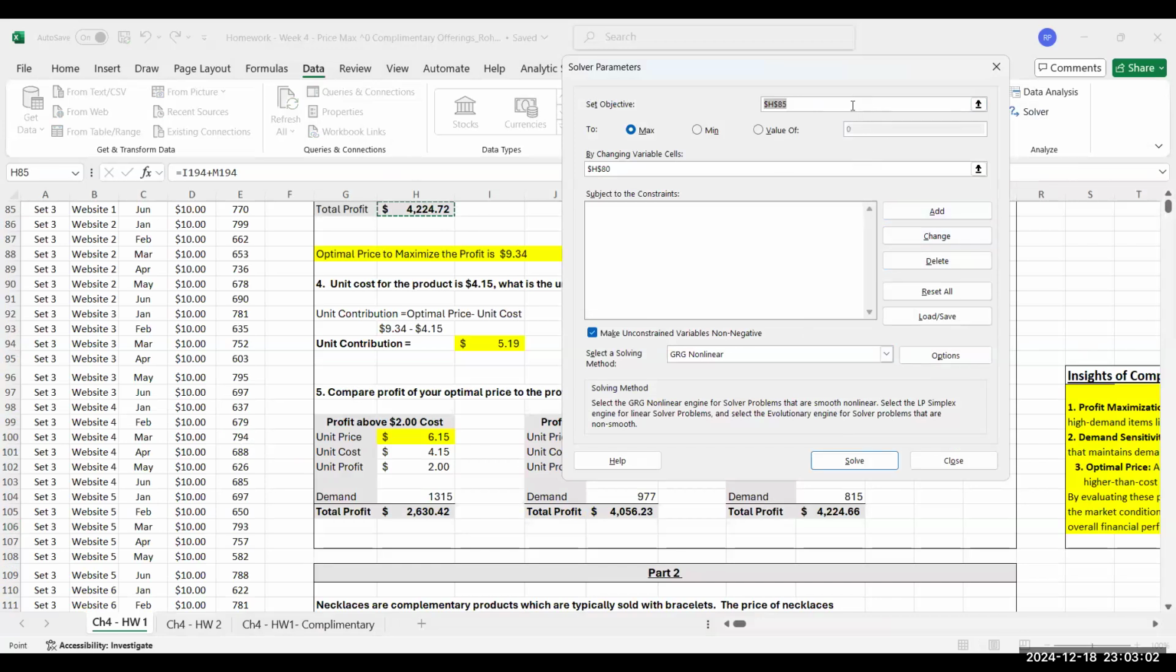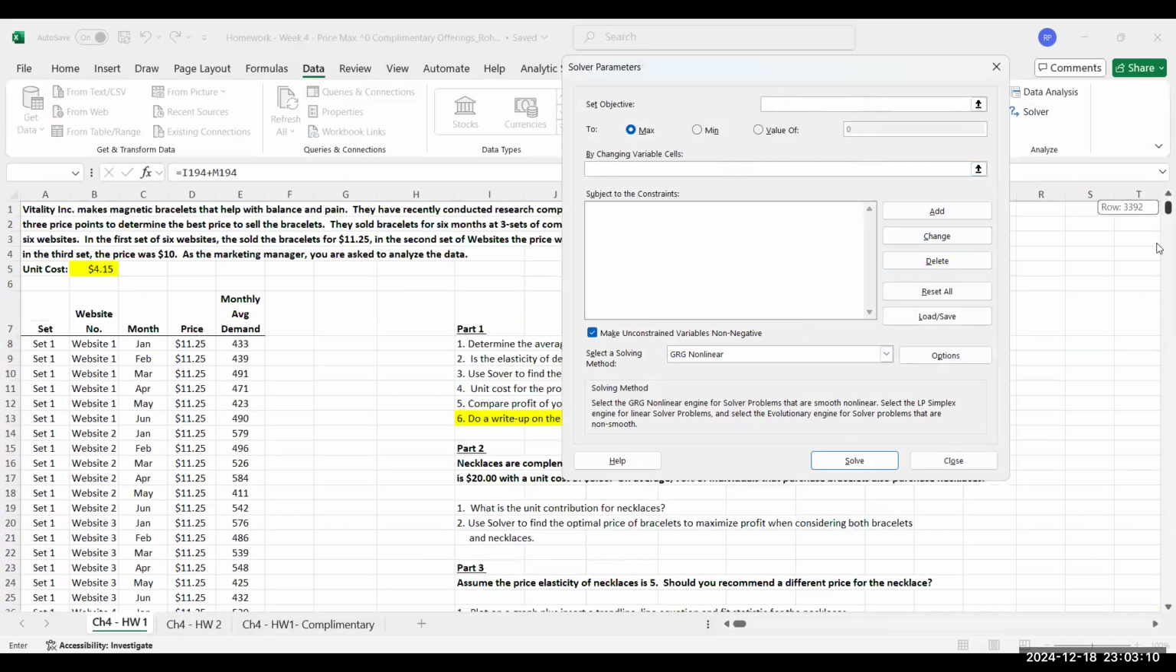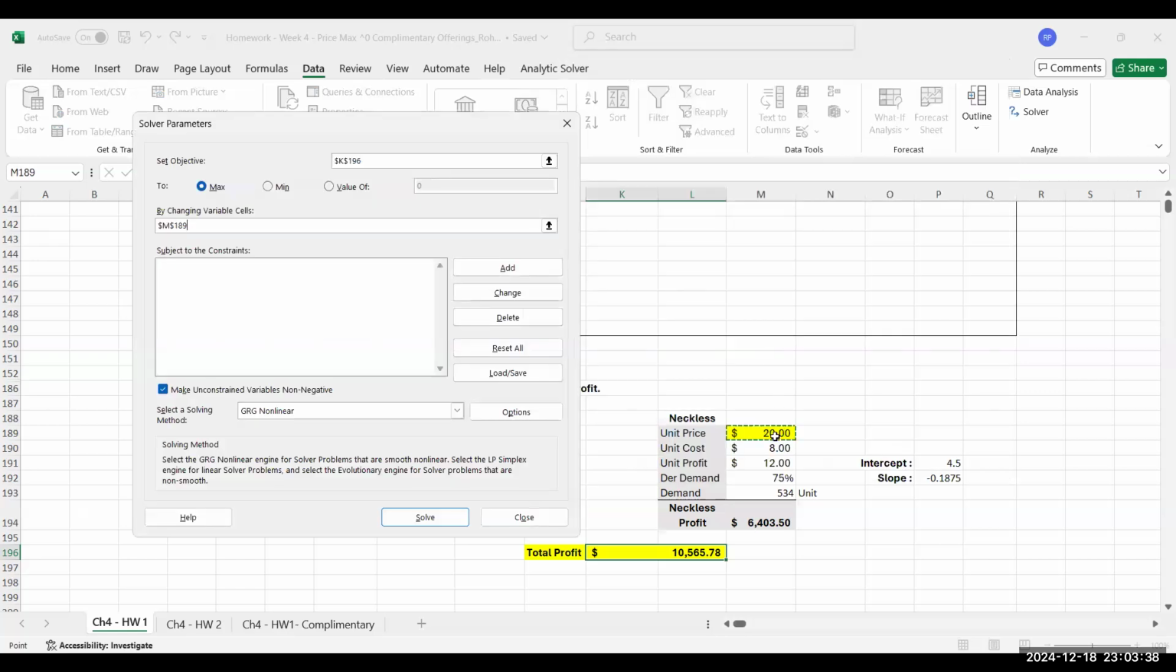First of all, clear everything here, so that will be easier. We don't need to worry later on. We want maximum profit. Okay, so we're gonna select our column there. We are putting the maximum over here. And what we're gonna change, we can expect the changes in the price of bracelet and the change in the price of necklace.